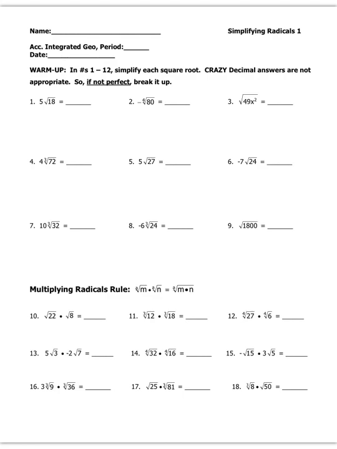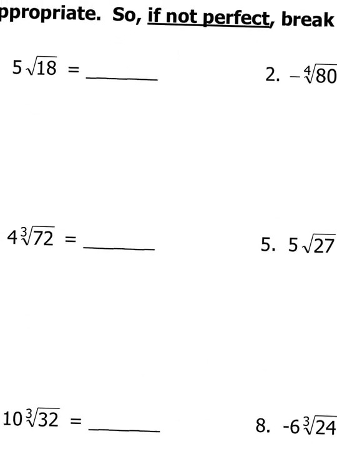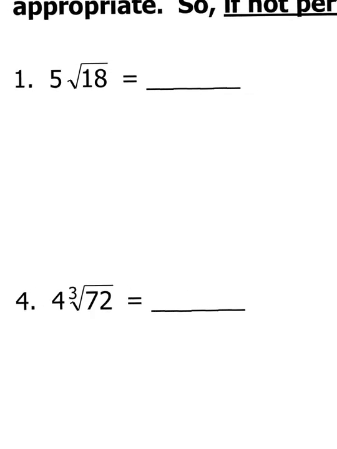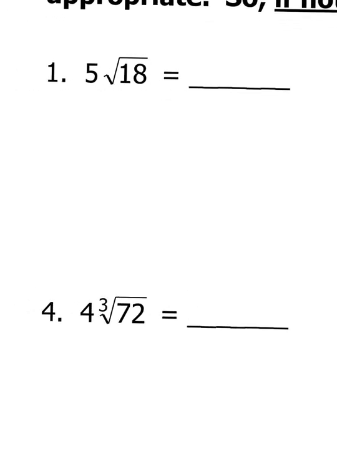Okay, let's take a look at simplifying radicals lesson 1. For the first 9 problems, we're just going to simplify these radicals, and of course we're not going to use decimals on this. So we're going to try to break these down into prime factorization and then look for groups of numbers to remove out of the radical.